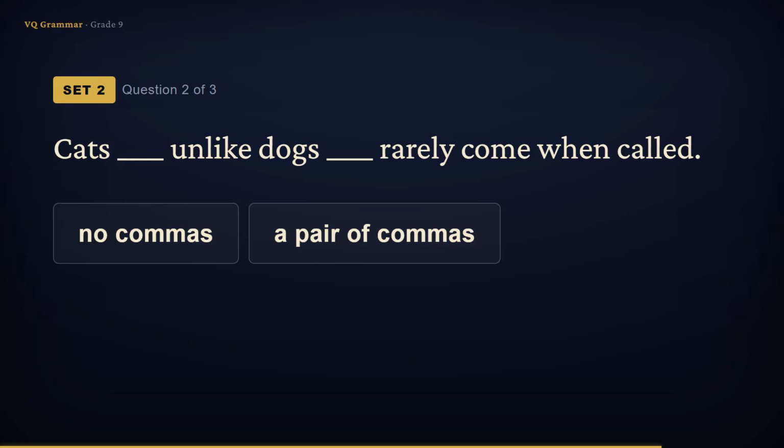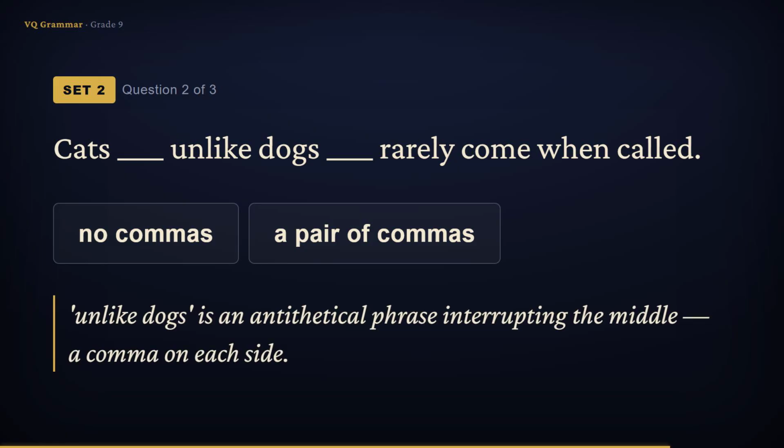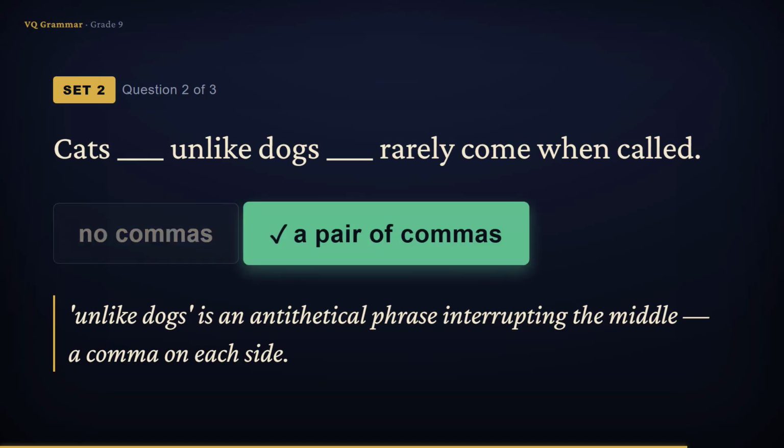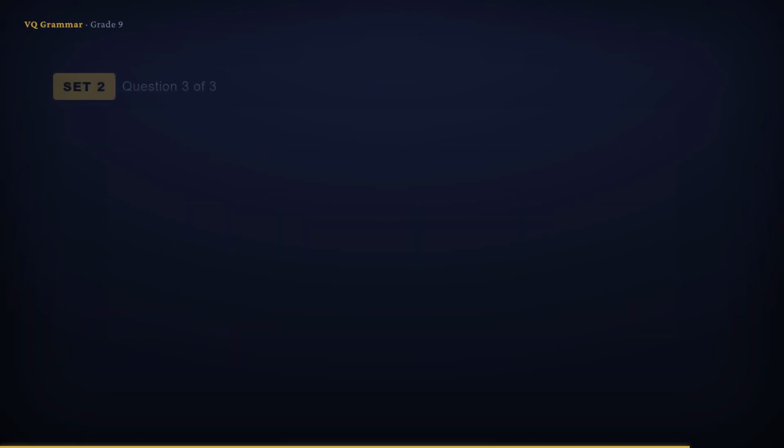Cats, blank, unlike dogs, blank, rarely come when called. The phrase unlike dogs draws a contrast, and it sits right in the middle of the sentence. A contrast that interrupts like that gets a comma on each side. So the answer is a pair of commas.